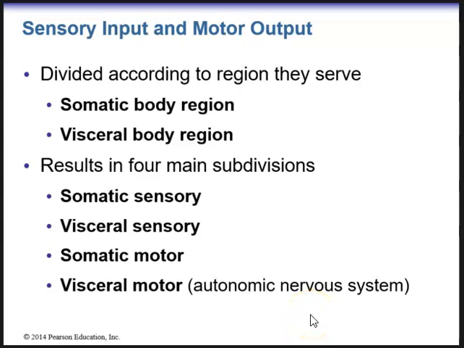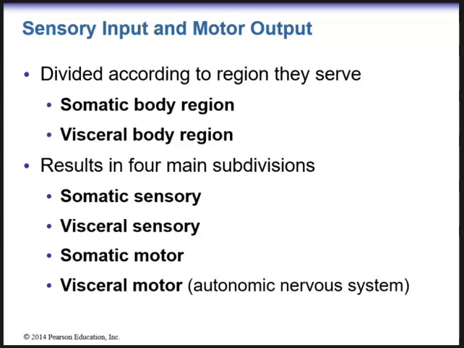So sensory input and motor outputs are divided according to the region which they serve. So we have the somatic body region and the visceral body region. So the somatic body region consists of structures that are external to the ventral body. In other words, structures of the outer tube, such as the skin, skeletal musculature, and bones. The visceral body region mostly consists of the viscera, and we know that viscera means organs. So viscera within the ventral body, which means structures of the body's inner tubes, such as the digestive tube, the lungs, the heart and bladder, and other organs.